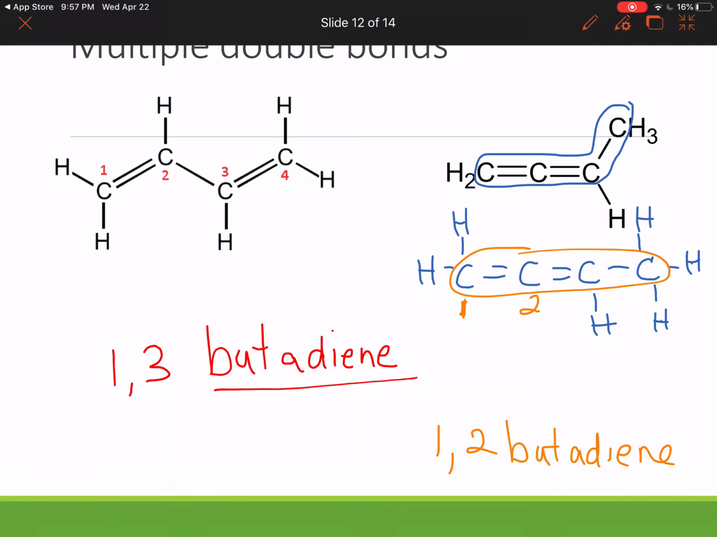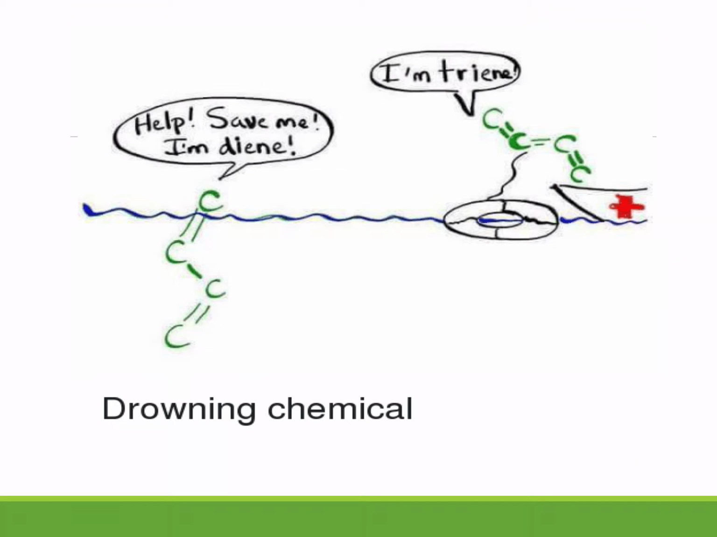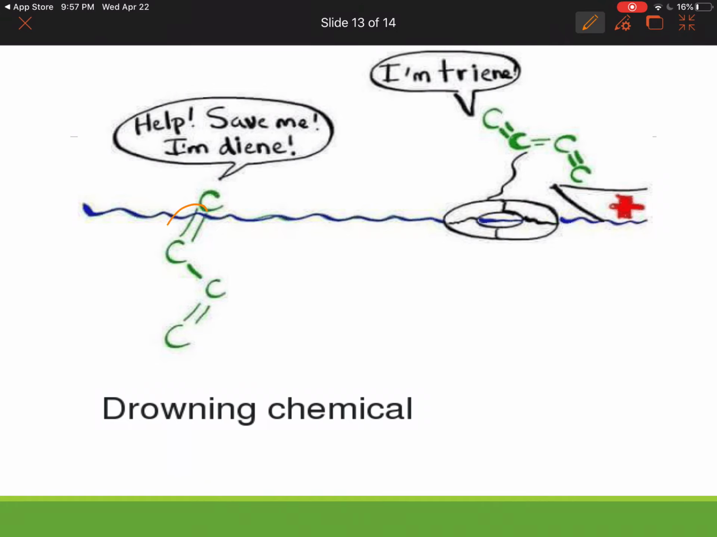Okay, so for a little bit of fun to wrap this up, I wanted to show you this little cartoon now that you kind of understand how to name things. And you'll notice there's 2 double bonds in here, right? So we're going to call that a diene. So this poor molecule is saying, help, save me, I'm dying, right? He's drowning, I apologize.